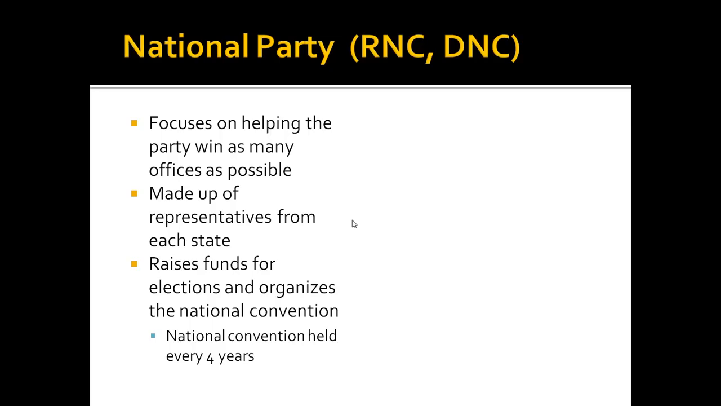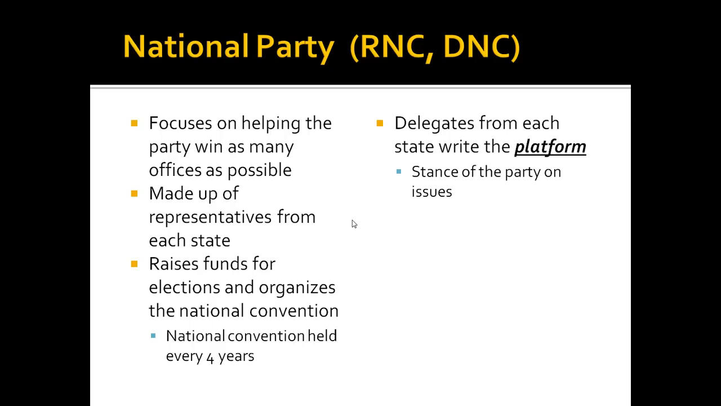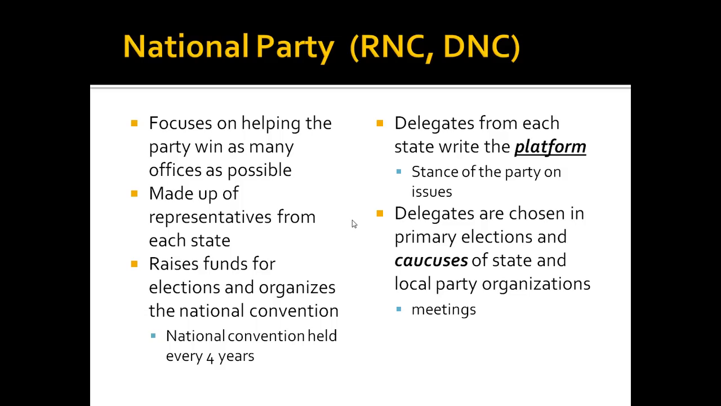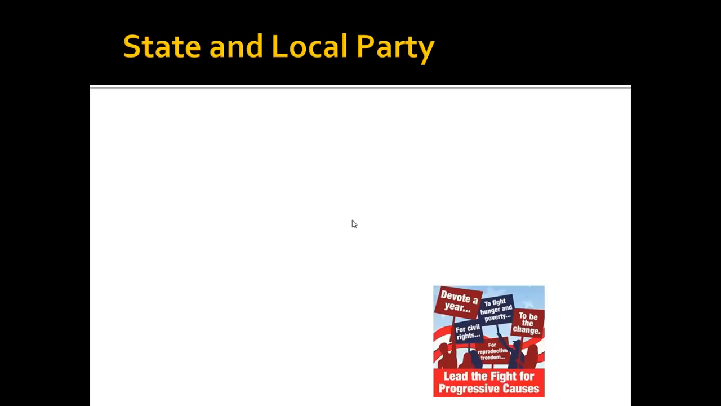The National Convention is only held every 4 years. It coincides with the nomination for the presidential candidate from that party. The delegates from each state help write the platform, and this is the stance for the party on issues. The platform is your stance on all of the issues combined. Okay? Delegates, again, are chosen at these primary elections and in caucuses, which are just meetings.